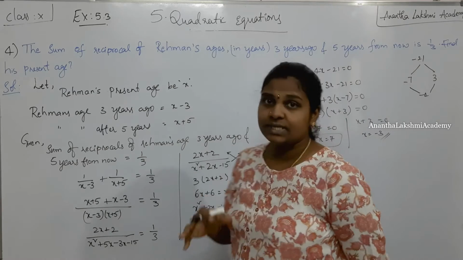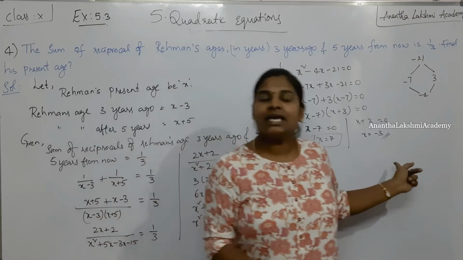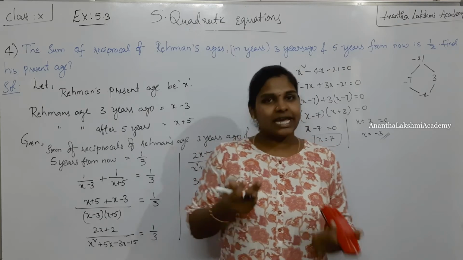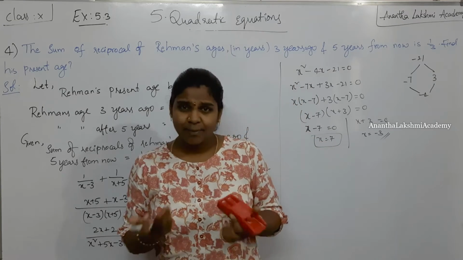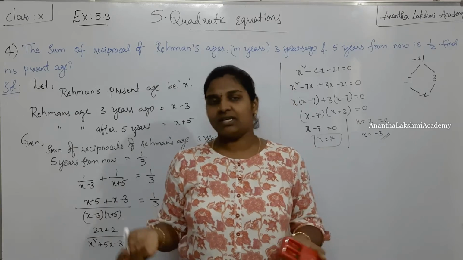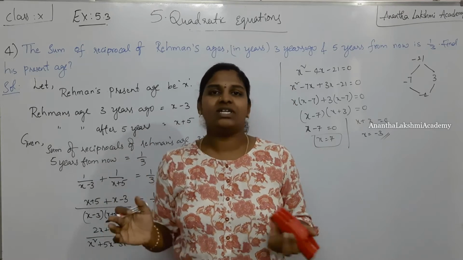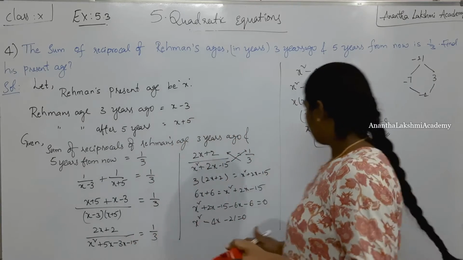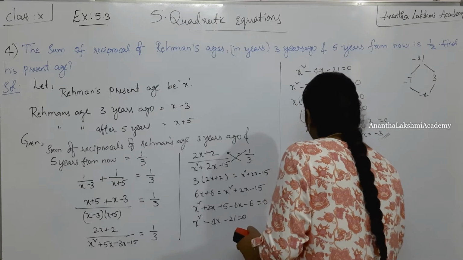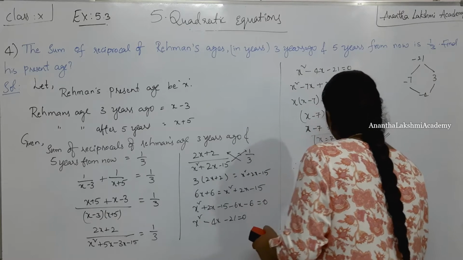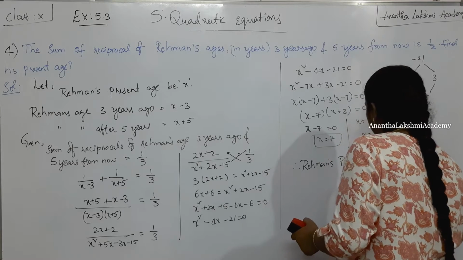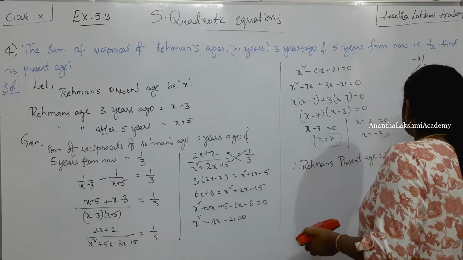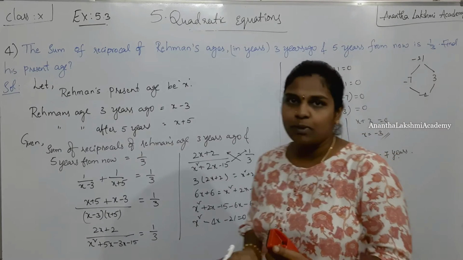Now, which value to consider? We have two values. One is positive and the other is negative. What are we dealing with? Age. Whose age? Rahman's age. Can age be negative? When you are asked about your age, you would say either 15 years, 16 years or 25 years, 50 years. You cannot say minus 25 years, no? So we will neglect this value of minus 3. Therefore, Rahman's present age is equal to 7. 7 is nothing but 7 years. Okay, that is about problem number 4.